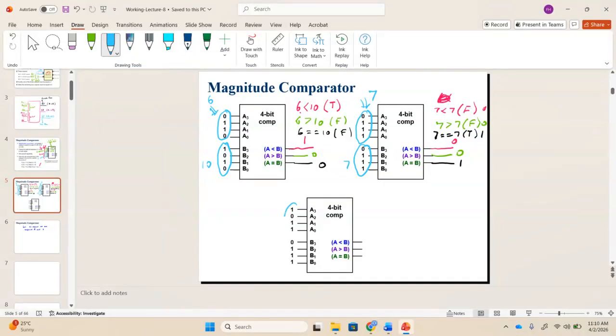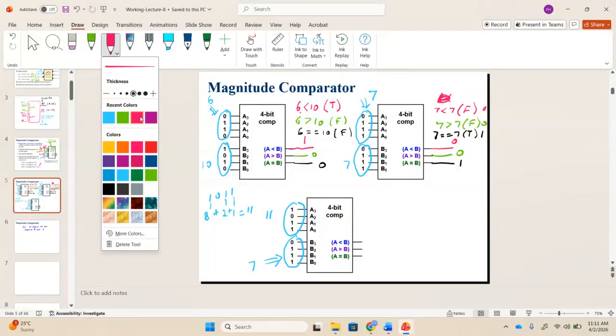So now let's assume we have another scenario. In this scenario, what is the value of A and what is the value of B? B is actually 7. The value of A is 1011, which is 8 plus 2 plus 1, equal to 11. So now we are comparing A with B. A is 11.